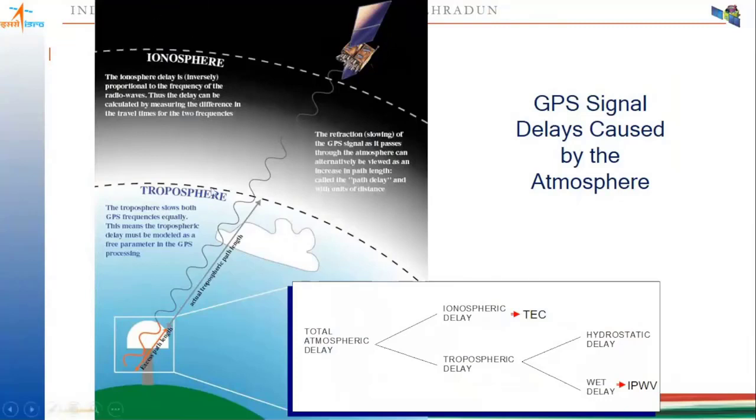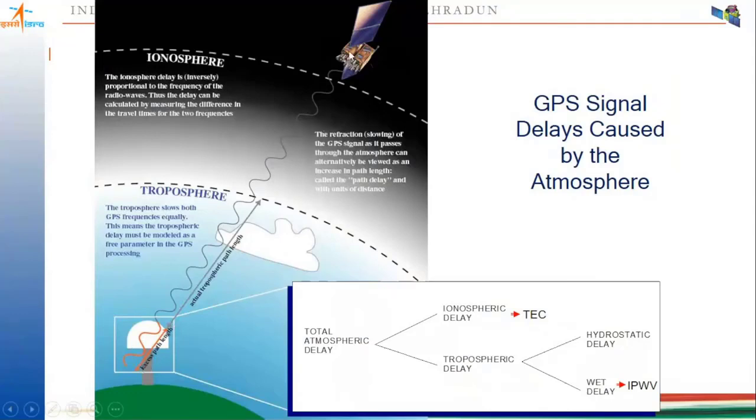And the refraction of the GPS signal as it passes through the atmosphere can alternately be viewed as an increase in the path length. It is called the path delay. So you can see here the receiver, and the red mark is there. This is basically the excess path length.